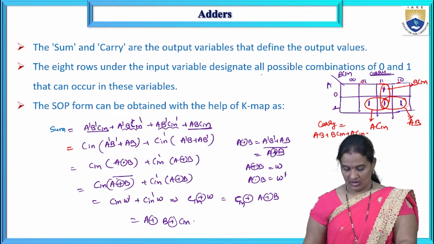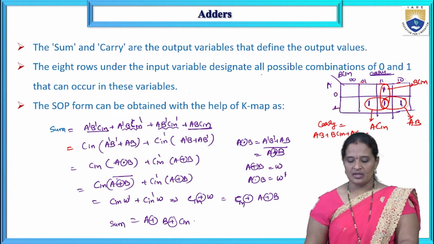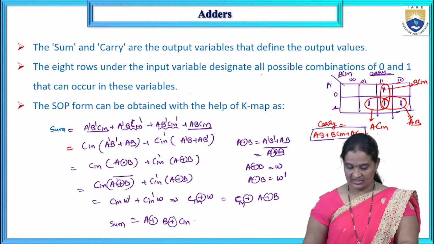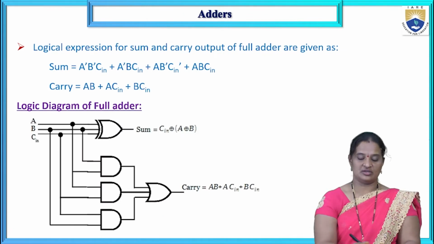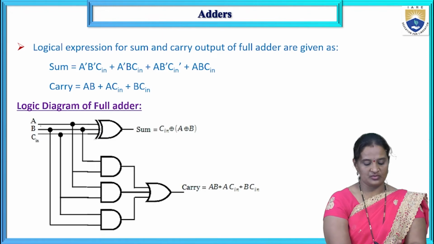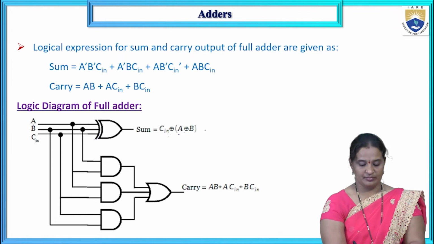So this is the logic circuit. This is for sum. So carry expression, anyhow we have got it as AB plus BC in plus AC in. I cannot further simplify this one. So that is why, to implement the sum, I require a 3-input XOR gate to which we have the inputs as A, B, C in. So that is A XOR B XOR C in.